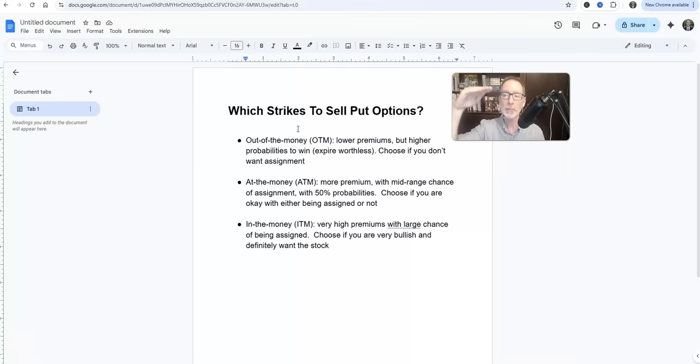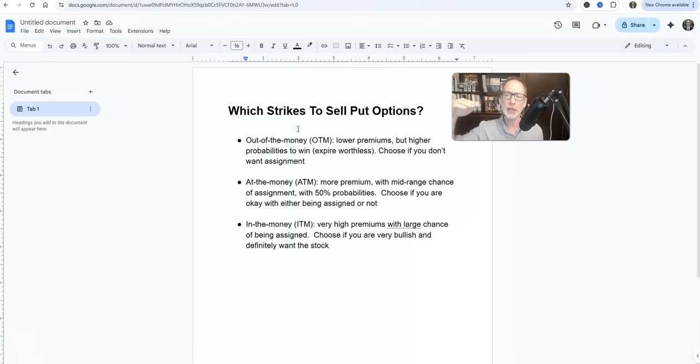Okay? And they're all based on how bullish you are or how aggressive you want to be when you sell these things. So a lot of it comes down to your opinion on the stock, how aggressive you want to be, and what the chances are of you being assigned. That means what are the chances of you actually having to buy the shares of the stock.